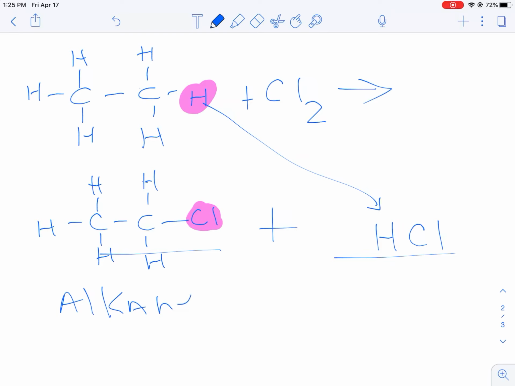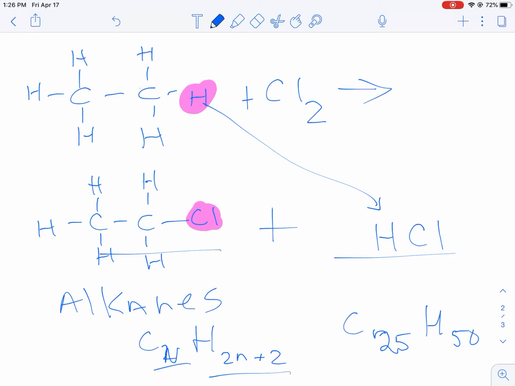It can only happen in formulas that have the general formula CnH2n plus 2. So can that happen with C25H50? The answer is no, because it has to fit this pattern right here. That would have to be 52 in order for that to occur with that particular compound. That's how I use a general formula right here to figure out if I have an alkane.